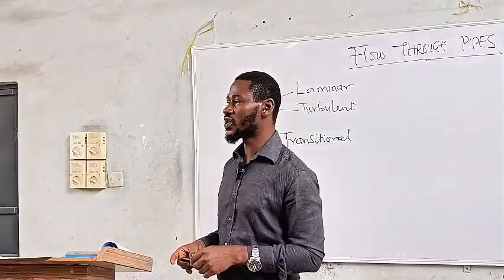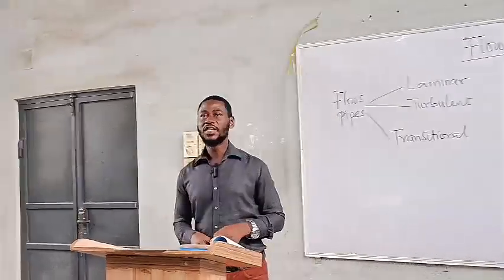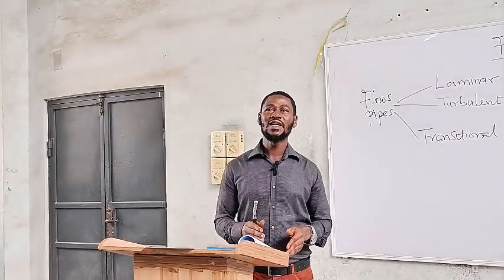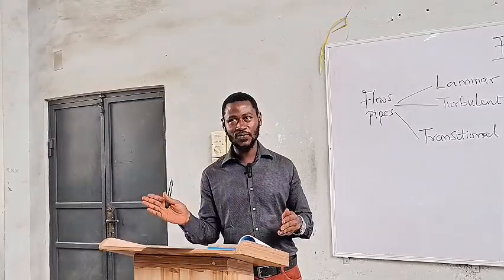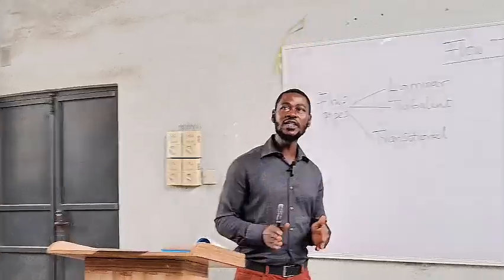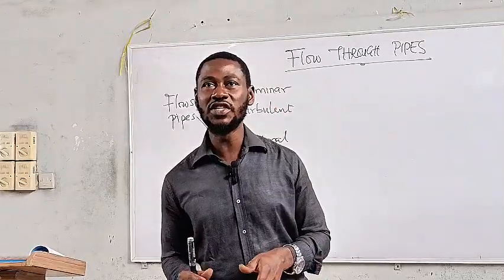And the last one is the transitional flow. In a transitional flow, this is a type of flow that is about to transit from the laminar flow to the turbulent flow. We can use the Reynolds number to determine or define these types of flow.